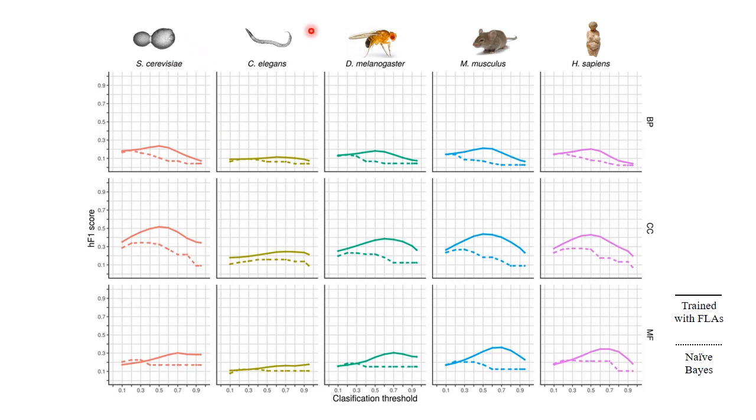In each column, we have one organism. In each row, we have one ontology: biological process, cellular component, and molecular function. We can see that in all cases, the performance of the model exclusively trained with the functional landscape arrays is higher, and that in each case, the difference reaches a maximum at a different classification threshold. We can also see interesting differences between ontologies and organisms, which we can discuss later.